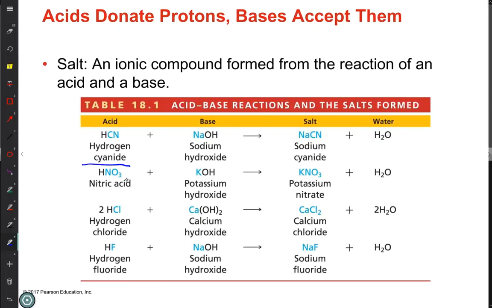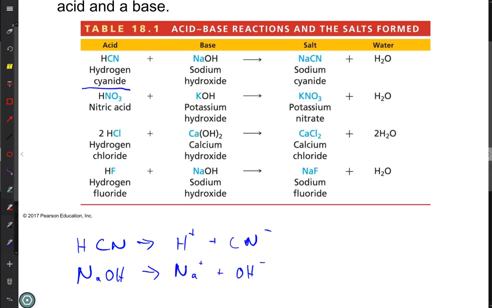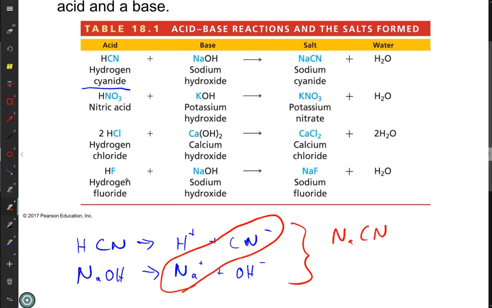So if we take something like cyanide, okay, we probably shouldn't, but hydrogen cyanide and sodium hydroxide, and we mix them together, we're going to have the HCN becomes H+ and CN- when I put it in water. And the NaOH becomes Na+ and OH- when I put it in the water. And then what happens is we have a strong attraction between these things. And so if we put those together, we're going to get NaCN plus, what do you get when you put an H and an OH together?